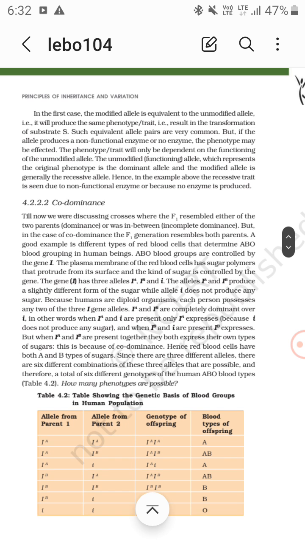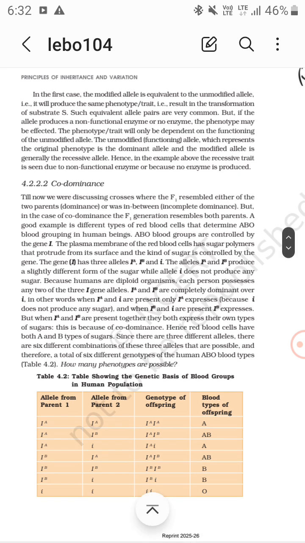So codominance. What is codominance? Where the F1 resembles either of the two parents, that is dominance, or was in between, that is incomplete dominance. If it resembles either of the two parents, then it is dominance. But if it is in between, that is incomplete dominance.